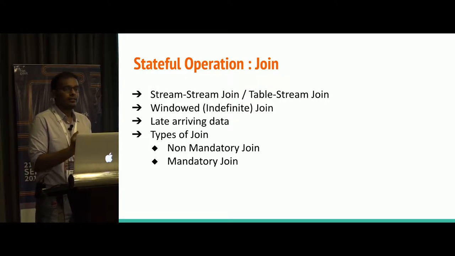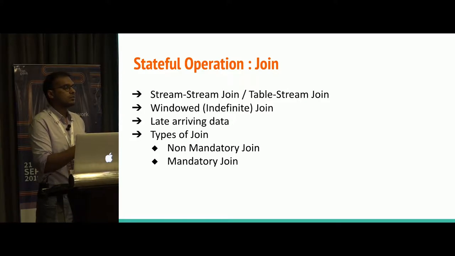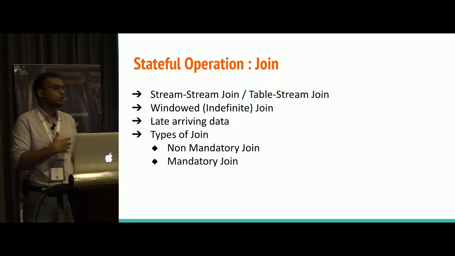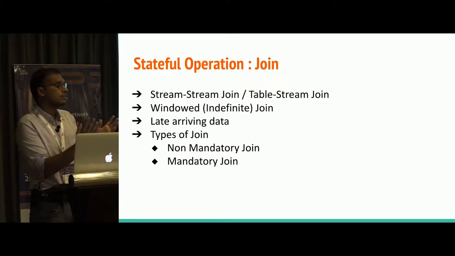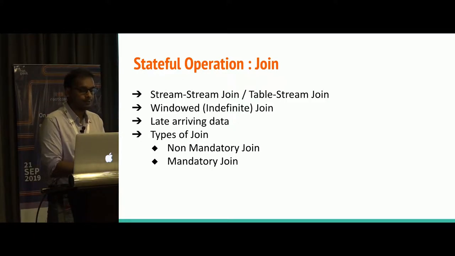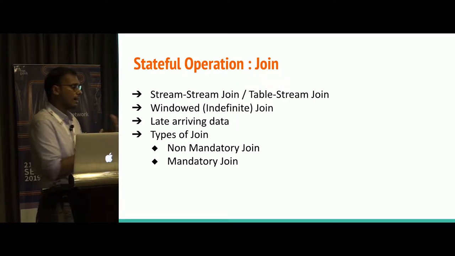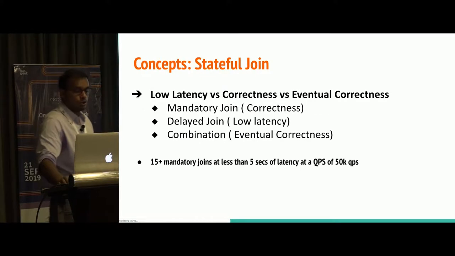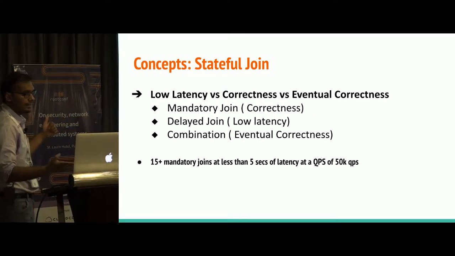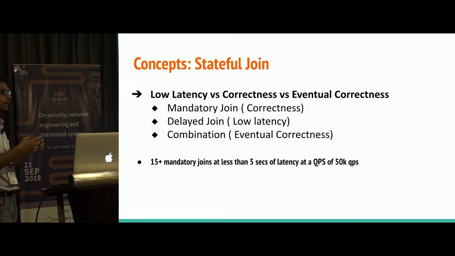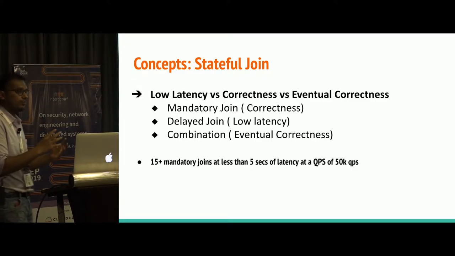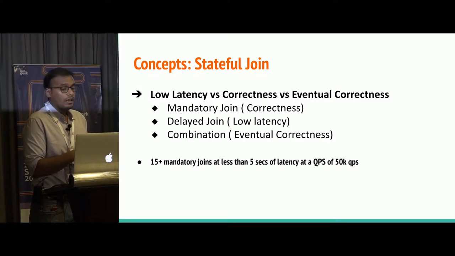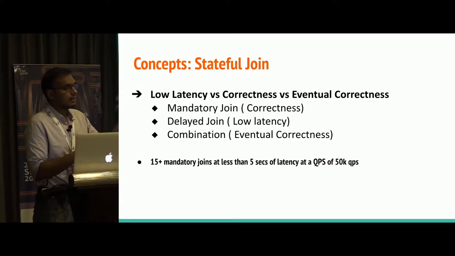Then there is a lot of late arriving data. As I mentioned, because of network failures and issues around processing, data could arrive later than usual, so you could miss the window that you have defined in your join. So we came up with the concept of a mandatory join and a non-mandatory join. And with this, what we were able to achieve was low latency, because you could process the data in a really low latency manner. You could also go for correctness. So that is the mandatory join.